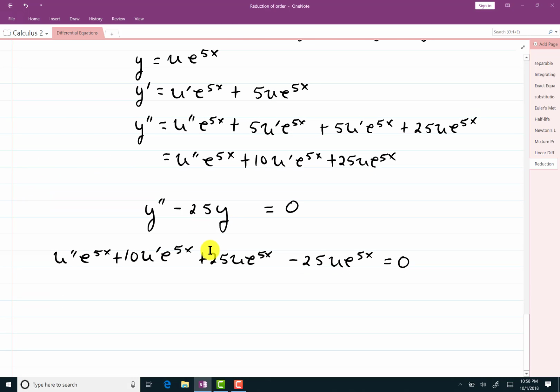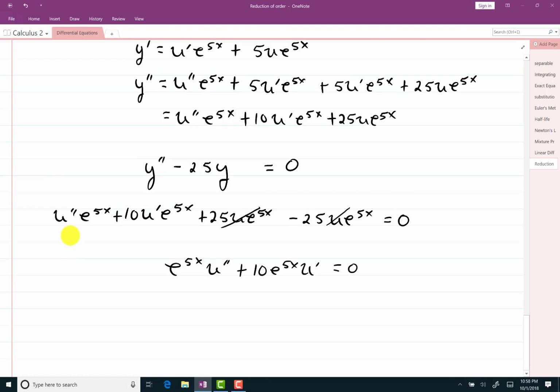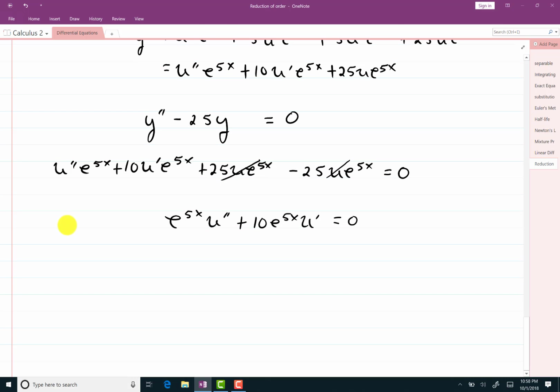Notice quickly that the 25 u e to the 5x's cancel out, and we get exactly what I was talking about. I'm going to rewrite this just a little bit. e to the 5x u double prime plus 10 e to the 5x u prime, that's equal to 0. Of course, as I was mentioning, divide both sides by e to the 5x, as we do with all of these problems. And we have u double prime plus 10 u prime equals 0.